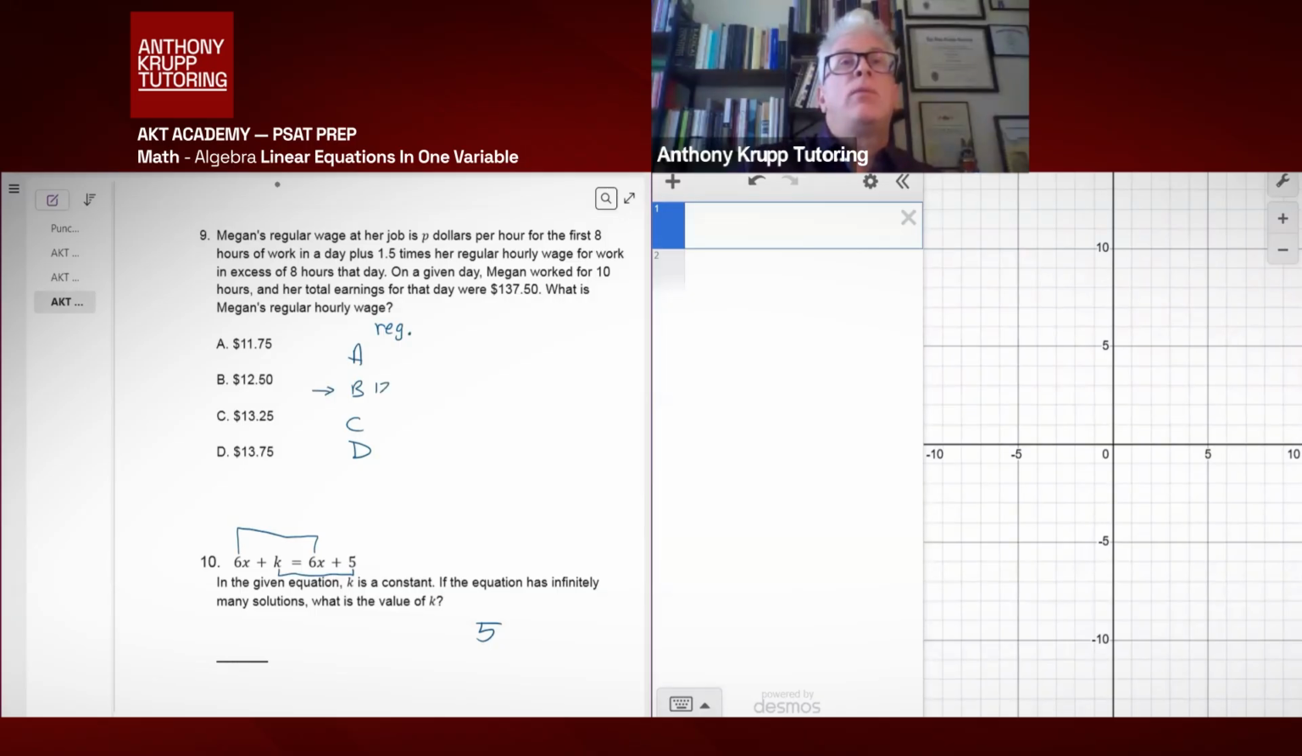If her regular hourly wage is $12.50, okay, and she worked for 8 hours, first 8 hours, how much money is that? Well, that's 8 times 12.50, right? So she just made $100. So let's do that. She just made $100.